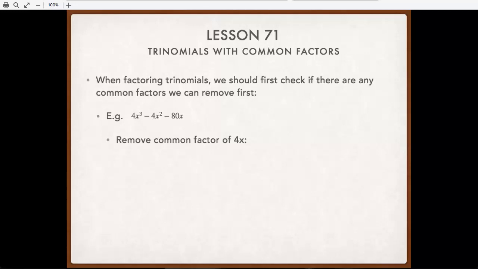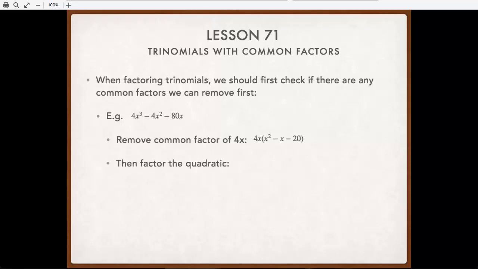So if we remove this common factor of 4x from each of the terms, we divide that out of each of the terms and we end up with 4x times x squared minus x minus 20. Remember that the 4x stays in there. This is still part of this expression, but now we've divided it out from the rest of it. Now we're left with a quadratic trinomial that we can apply last lesson's factoring methods to.